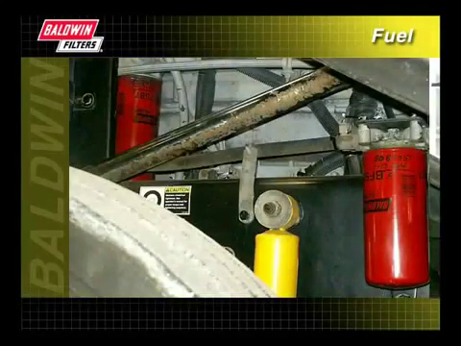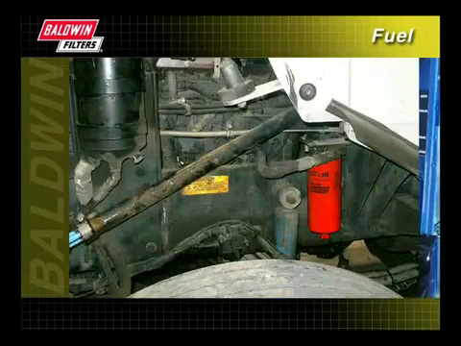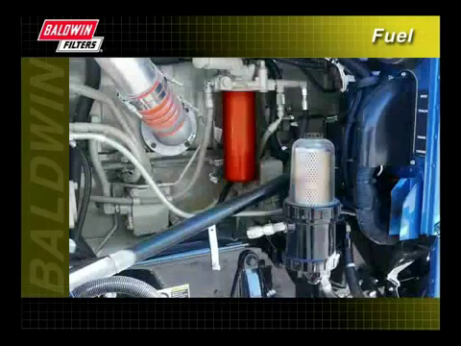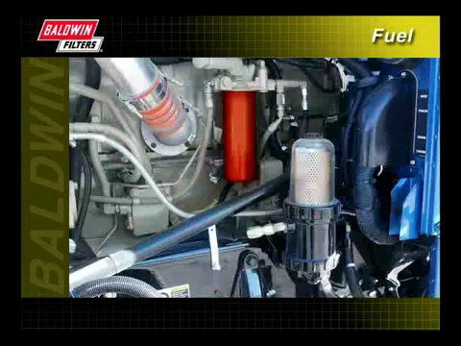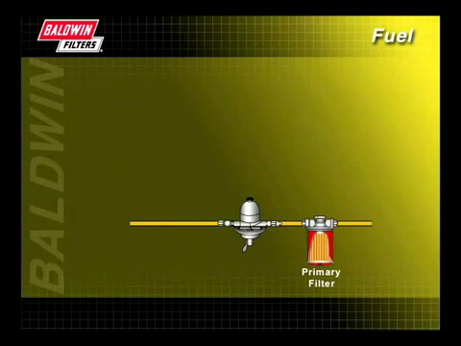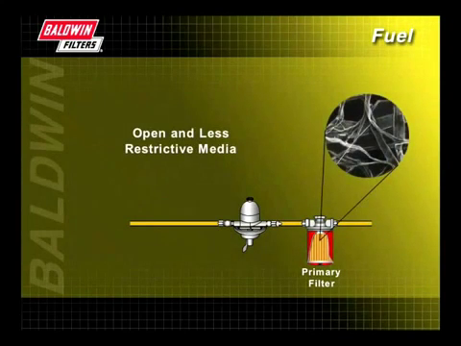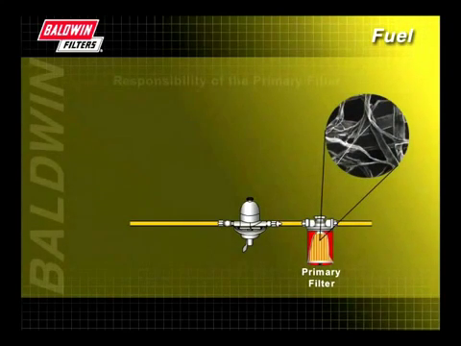Some fuel systems use primary and secondary fuel filters, while other systems operate with only a single filter. Certain other systems depend on a fuel filter as well as an optional fuel-water separator filter. Primary filters typically have more open and less restrictive media. They are built to capture large particles and to permit greater flow of fuel.